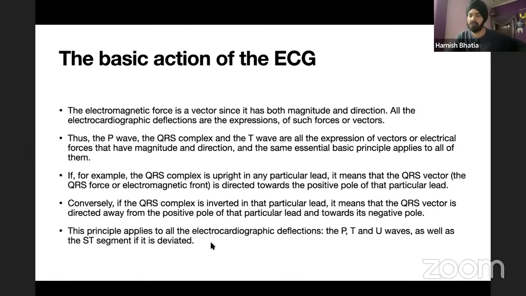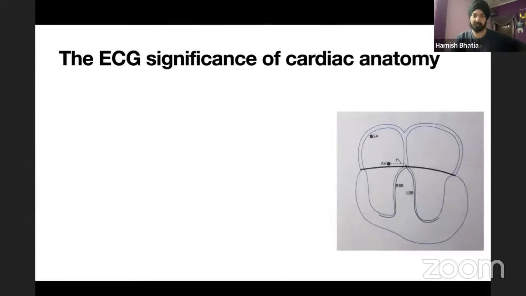This principle applies to all the ECG deflections: the P wave, the QRS wave, the T wave, U waves, as well as the ST segment also, if it is deviated. Okay? So this principle is very important. All the ECG relies on this particular principle. Now, the ECG significance of cardiac anatomy. It is obvious to say that the heart is a four-chambered organ.